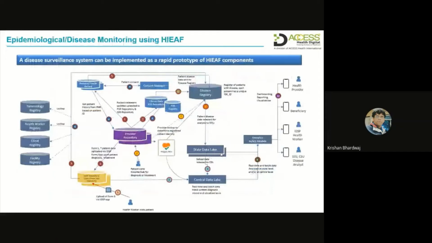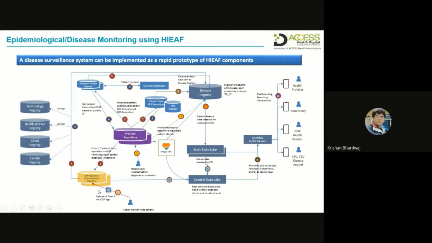So this is one of the use cases, where we are showing how our HIEAF design can fulfill the disease surveillance and disease registry part. In the bottom, you can see at present, different health workers are involved in collecting the screening data of the patient, the suspected cases for COVID, and they fill the S form. Basically, IDSP has developed several standard form templates for collecting the data. So S form is for all the suspected cases, P is for probable cases, and L are all the lab confirmed cases.